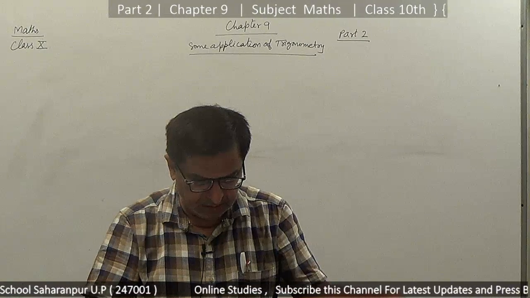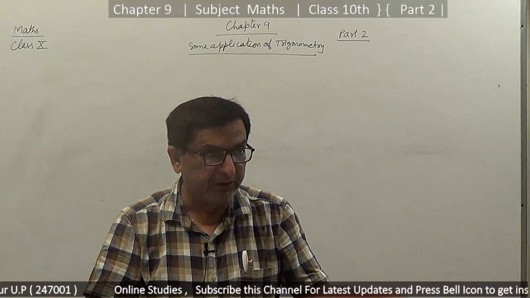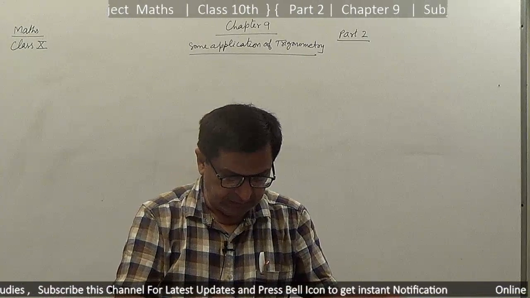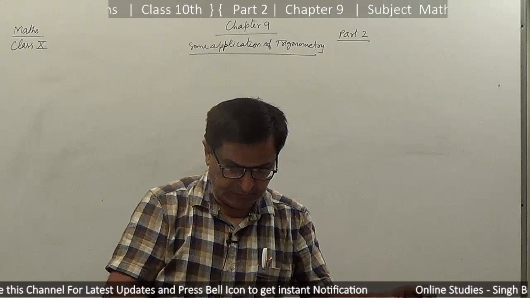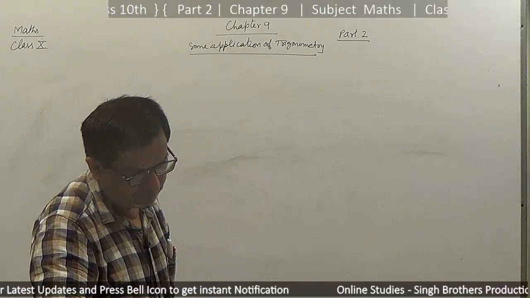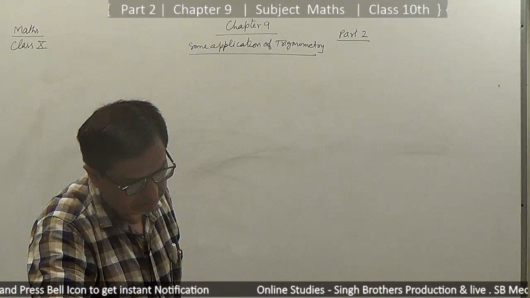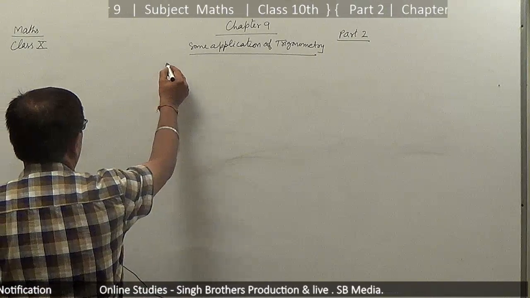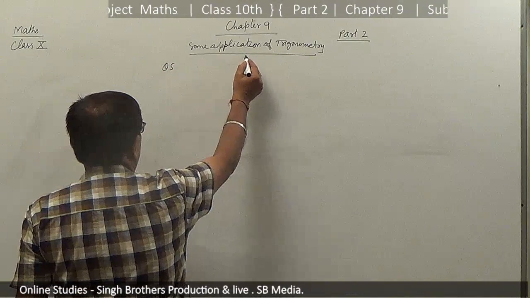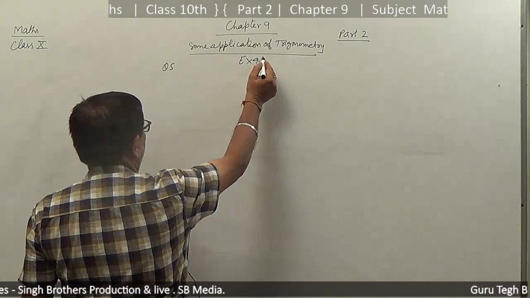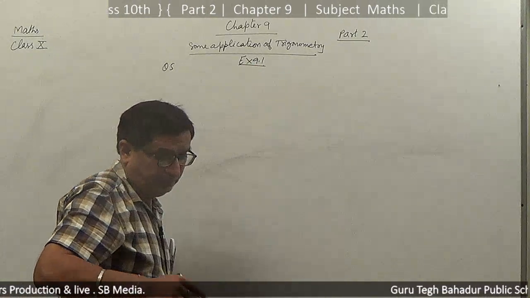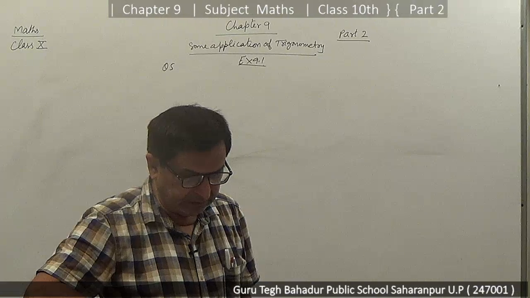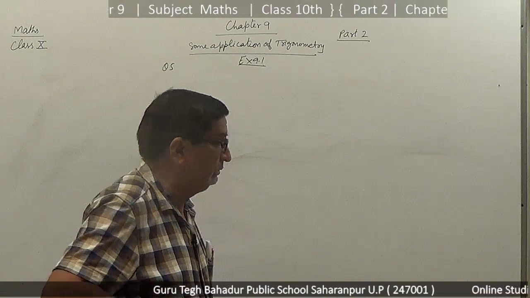Now let us see question number 5 of exercise 9.1. A kite is flying at a height of 60 meter above the ground.